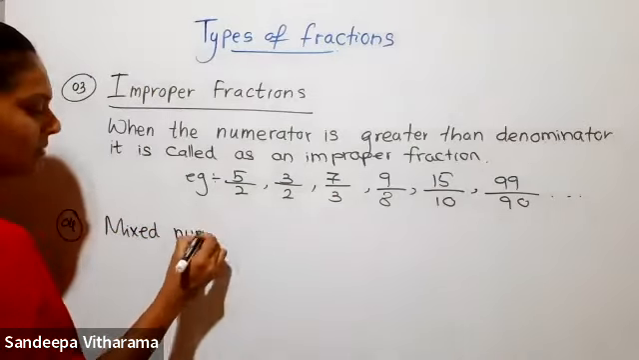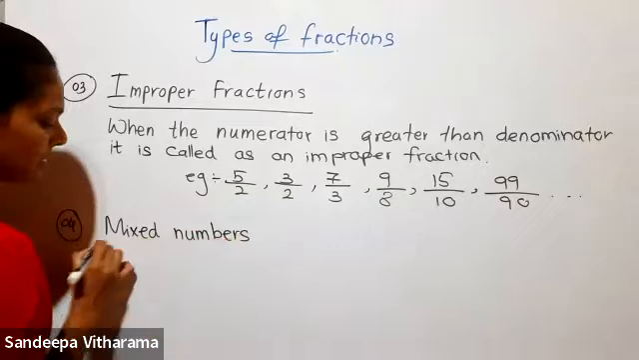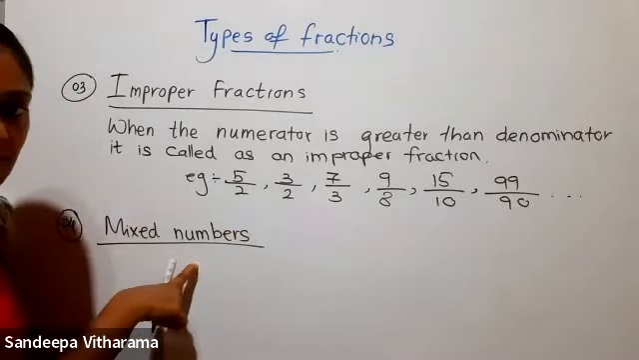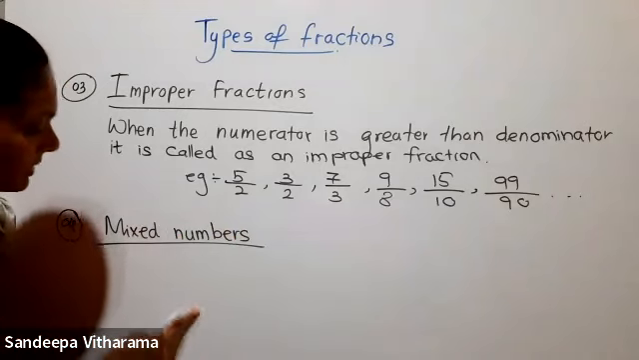Then the fourth one, they are mixed numbers. Why do we say mixed numbers, not mixed fractions? Don't misspell it like mixed fractions. They are mixed numbers. Okay.